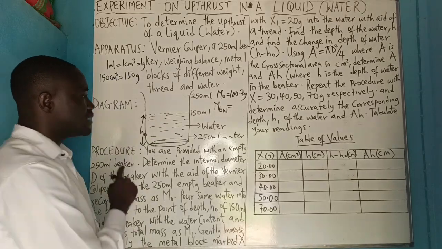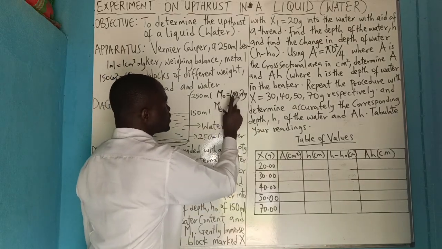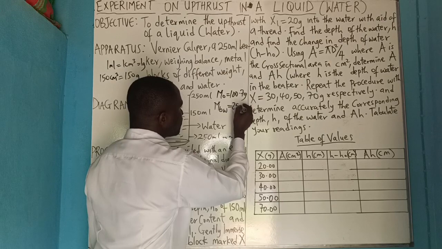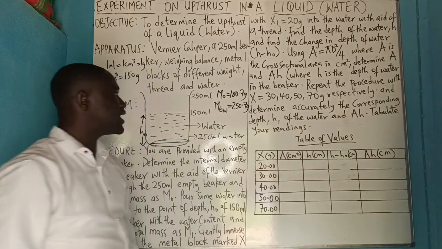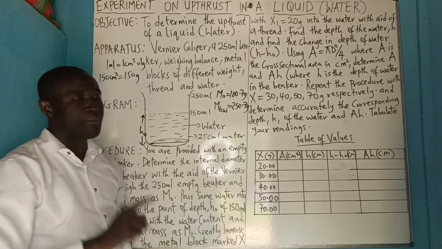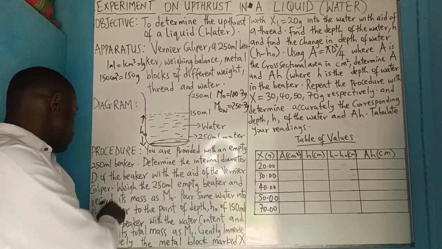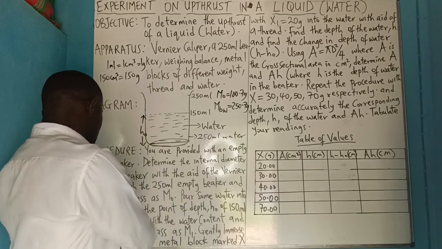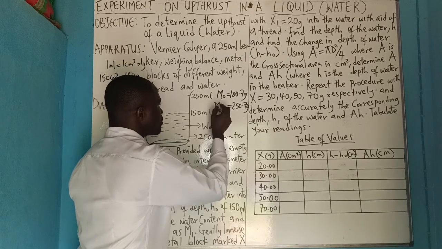This 150 gram plus this will now give you 250.7 gram. That is the mass of the beaker and the 150 ml of water. Weigh the beaker with the water content and record its total mass as M1. So we call it M1.